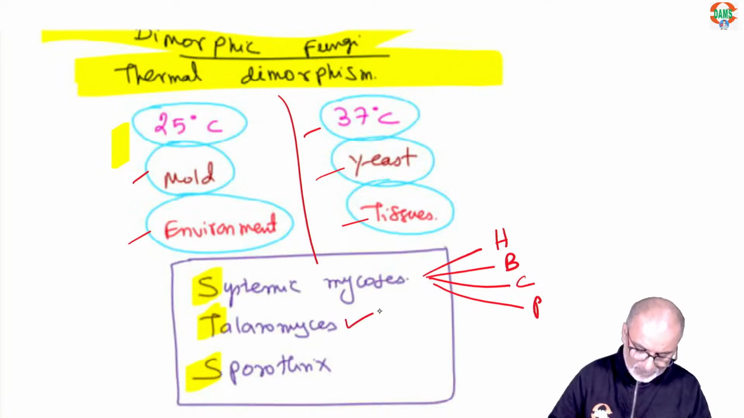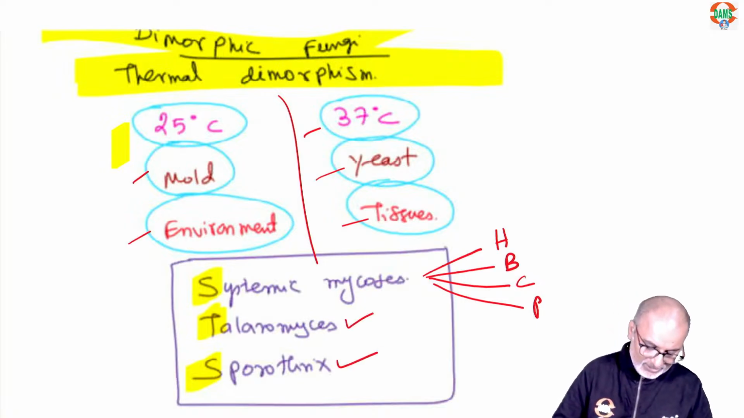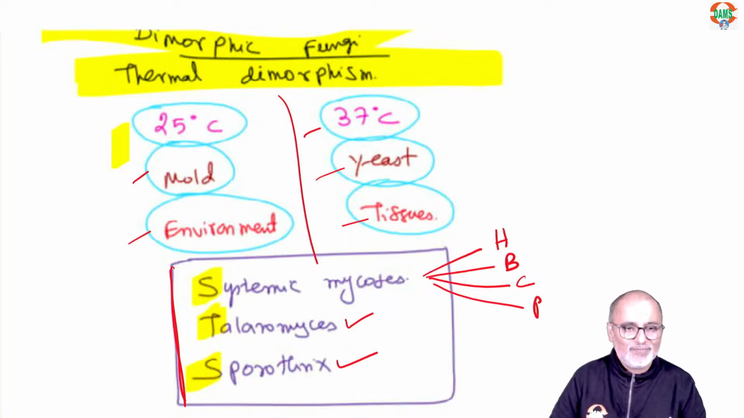And Talaromyces, previously called Penicillium marneffei, Talaromyces marneffei, and Sporothrix. These are the well-known dimorphic fungi. My mnemonic is STS.